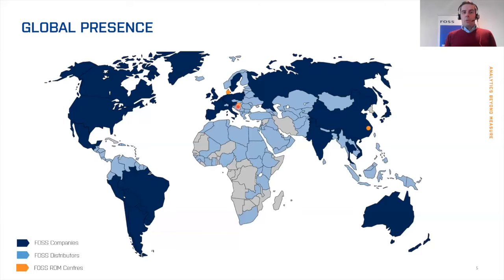We have a global presence. The dark blue marked countries are covered through our own sales and service subsidiaries. In the light blue countries, we would operate with some distributors. And the orange dot in the northern part of Europe, that is our headquarter location where I am speaking from today, north of Copenhagen. And then we have sites in Hungary and China as well.